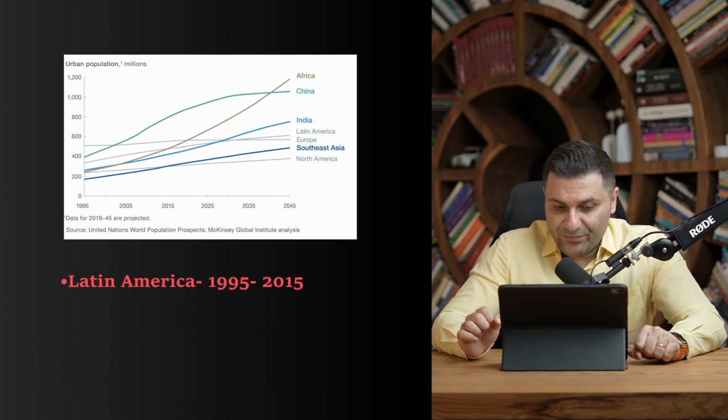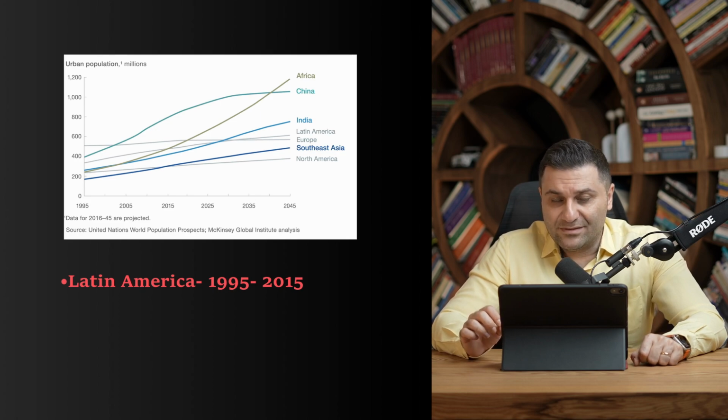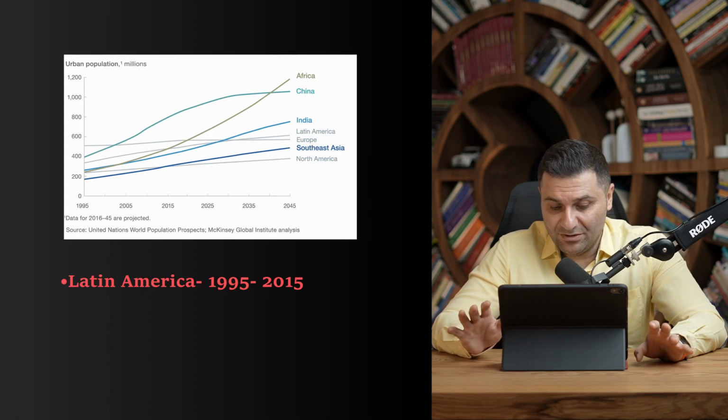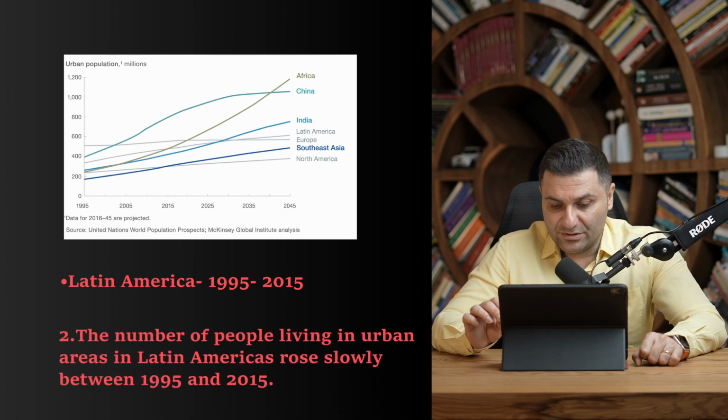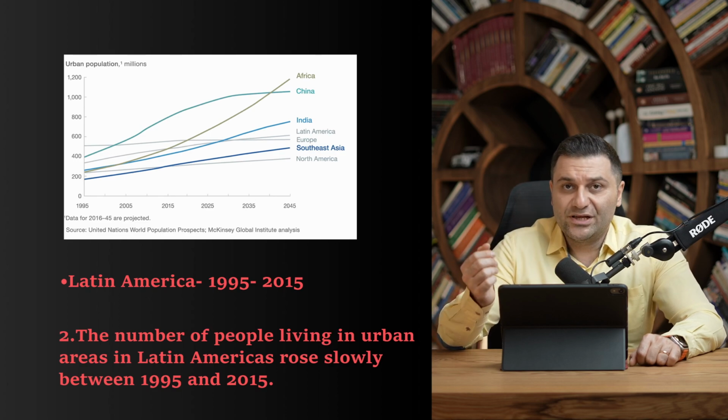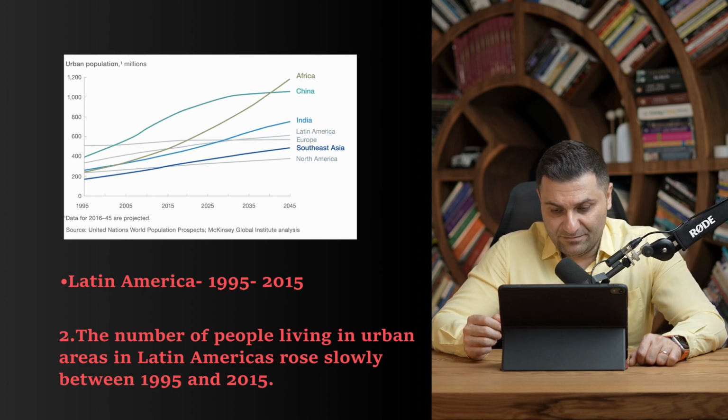Good. Now let's make a sentence about Latin America from 1995 to 2015. As you can see, there was a rise, but it was slow. It was not very big, not a medium change. That was very slow. So we can say the number of people living in urban areas in Latin America rose slowly between 1995 and 2015.